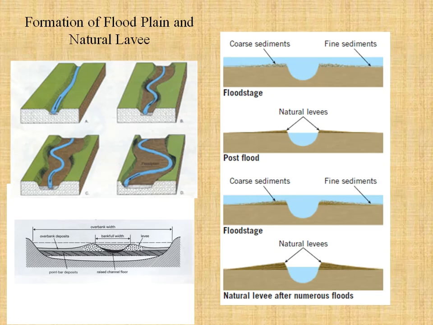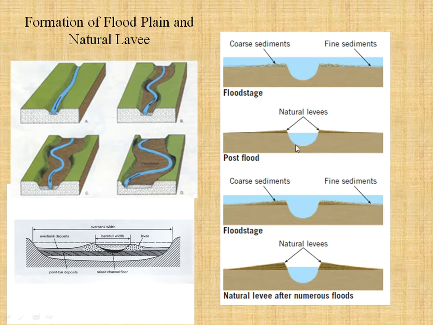Now what happens during the time of floods? The river leaves its channel and it overflows the banks. Now as and when it overflows the main channel, suddenly here the depth is reduced, and hence the energy reduces, and on the banks you have deposition of coarser sediments, because here the velocity is higher and here the velocity suddenly reduces. So whatever sediments are coarser, they start getting deposited on the margins.